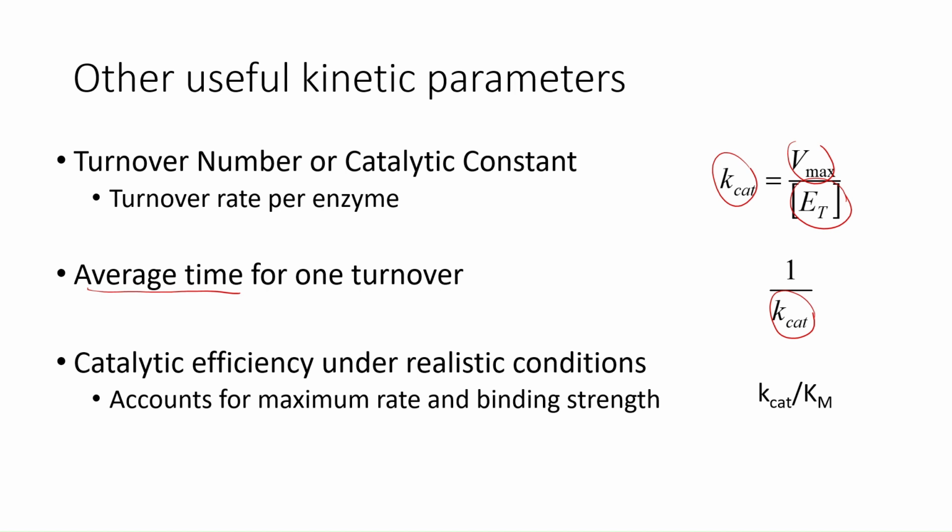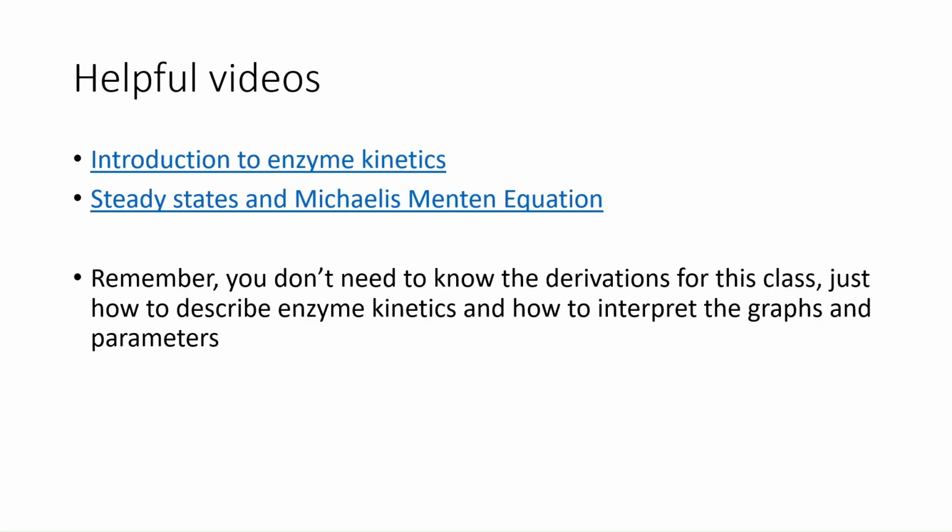And then finally, we have another parameter called the catalytic efficiency under realistic conditions. This accounts for not only the theoretical velocity of that reaction, but also takes the Km, or the binding strength, into consideration. That's defined as Kcat divided by the Km. And so this is going to help us think about, in more real life, how efficiently a reaction might proceed.